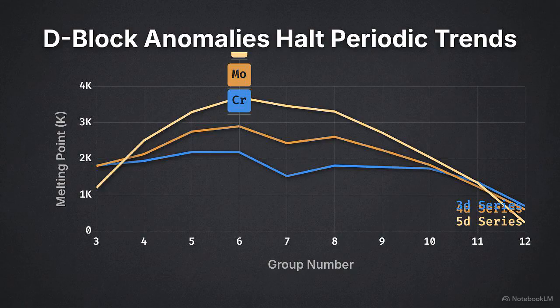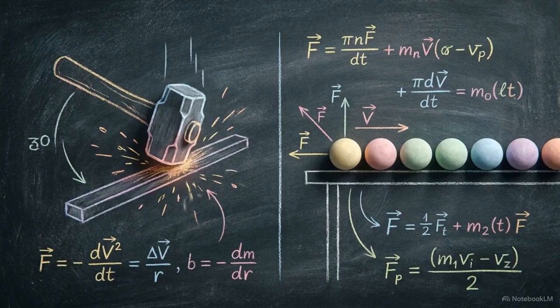We see a similar disruption when we map the atomic radius of the D block. Moving right, adding protons should cause the atoms to shrink. Instead, the curve reaches a plateau. The elements maintain a nearly identical size, halting the expected periodic trend. These spikes in hardness and plateaus in size are the macroscopic effects of balanced subatomic forces.